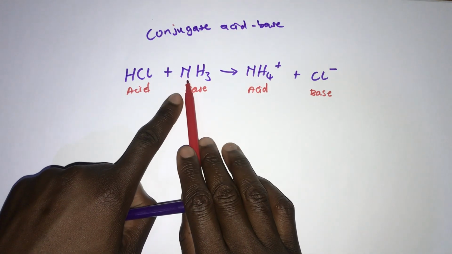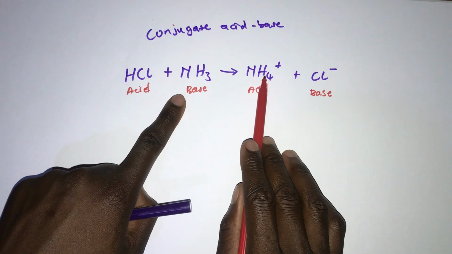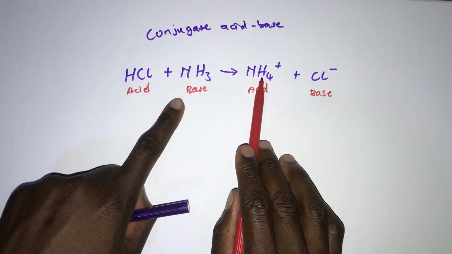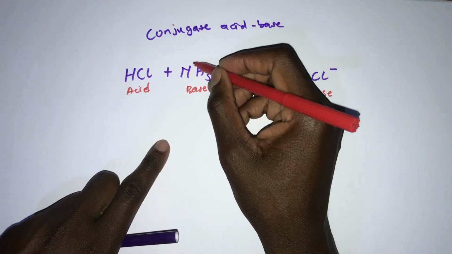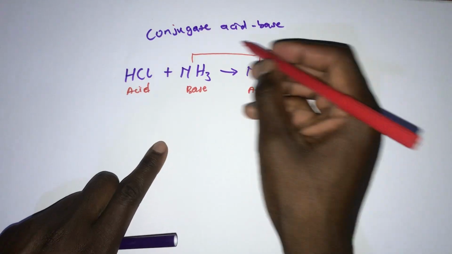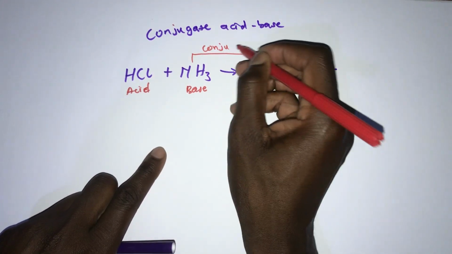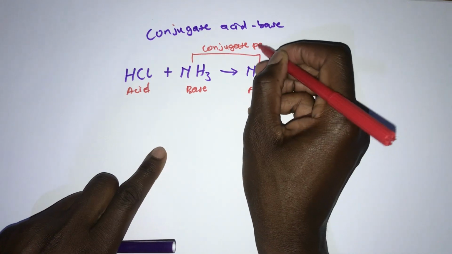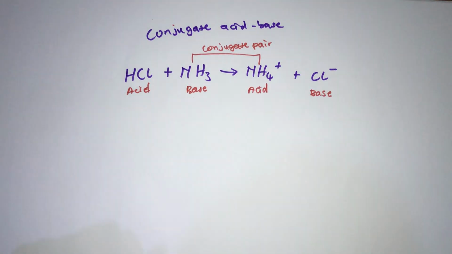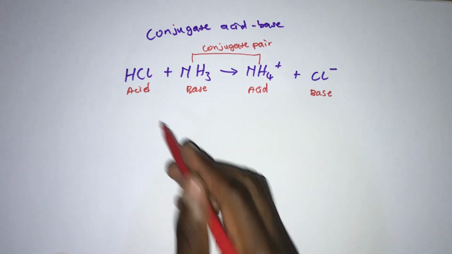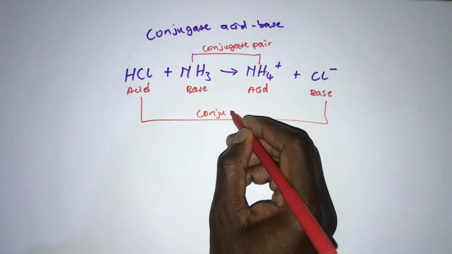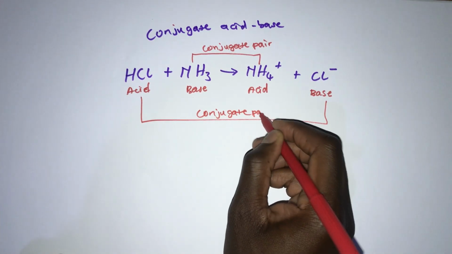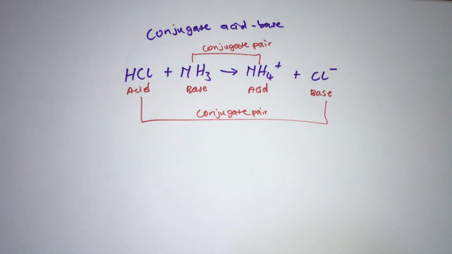This one was an acid, it gave the hydrogen away, and then it became a base. This one was a base, it accepted the hydrogen, and then it became an acid. So this one is a conjugate pair of this one. So these ones are conjugate pairs. It's a conjugate pair because it was a base, it became an acid. This one was an acid, it became a base. So even this one is also a conjugate pair. Just like that. So we can also try another one.